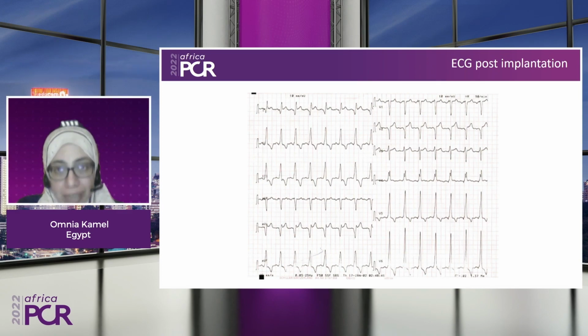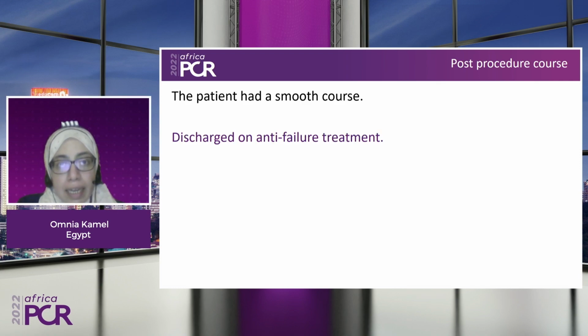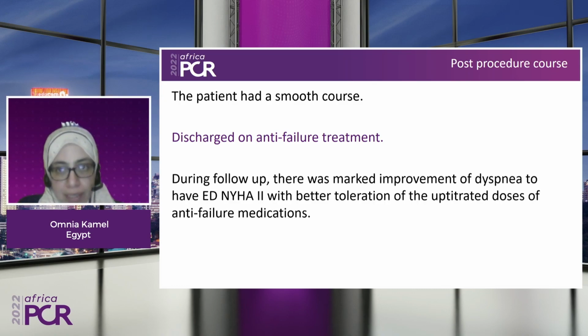So after programming, we could obtain this narrow complex with a small R wave in V1 and a small Q in lead 1 and AVL. So we have evidence of bi-V pacing. After this, the patient had a smooth post-procedure course. He was discharged on anti-failure treatment, he was compliant with medications, and he comes every 6 months for programming of the CRT. During the follow-up, the patient has had marked improvement of the dyspnea.